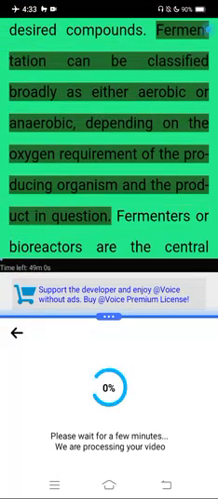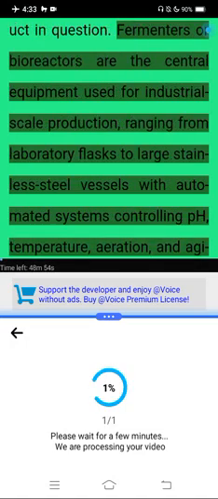Fermentation can be classified broadly as either aerobic or anaerobic, depending on the oxygen requirement of the producing organism and the product in question. Fermenters are bioreactors, essential equipment used for industrial scale production, ranging from laboratory flasks to large stainless steel vessels with automated systems controlling pH, temperature, aeration, and agitation.